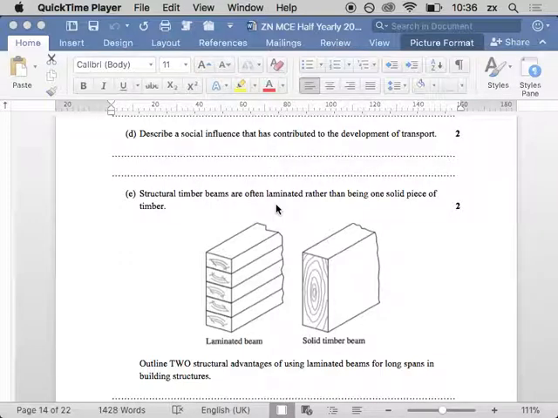Describe a social influence that has contributed to the development of transport. Now, this is a social influence. An influence is something that has led to engineers and engineering doing things. What is something that has happened in our society that has made people more likely to develop transport? The need to travel longer distances. Okay. How has that developed our transport? Well, we needed to make things that could travel those distances, so better than legs. More efficient, faster transport. Okay, look, that's an interesting answer.